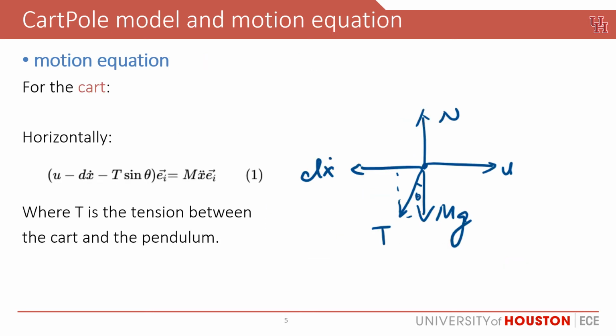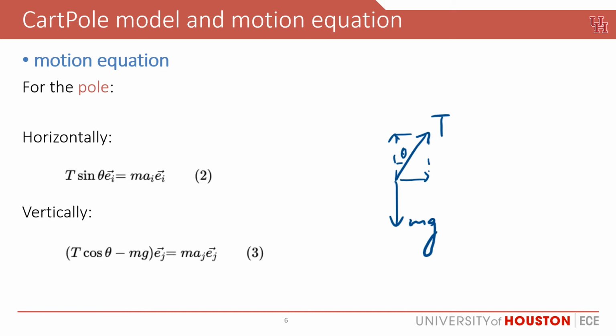First, let's look at the cart. From Newton's second law, we can get that u minus d x dot minus T sine theta equals to m times the acceleration of the cart. Then if we look at the pole, horizontally and vertically we can derive these two equations, but we don't know the a_i and a_j.